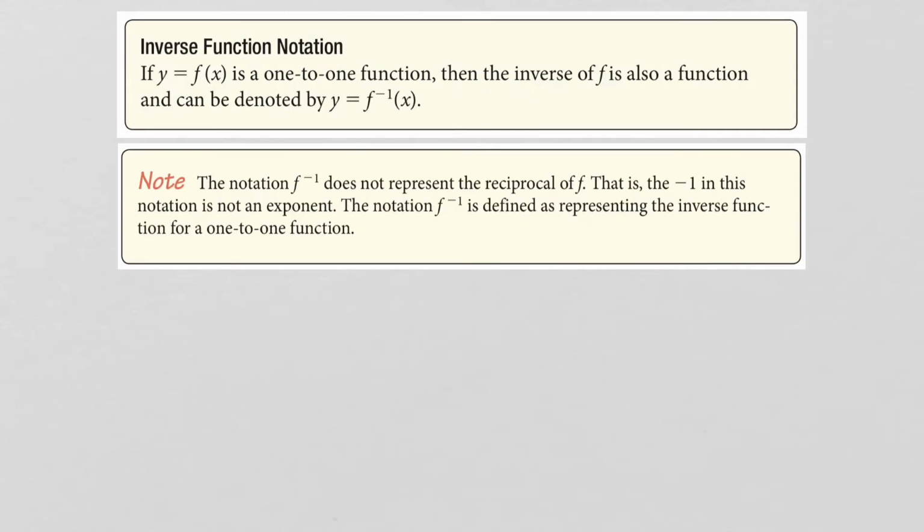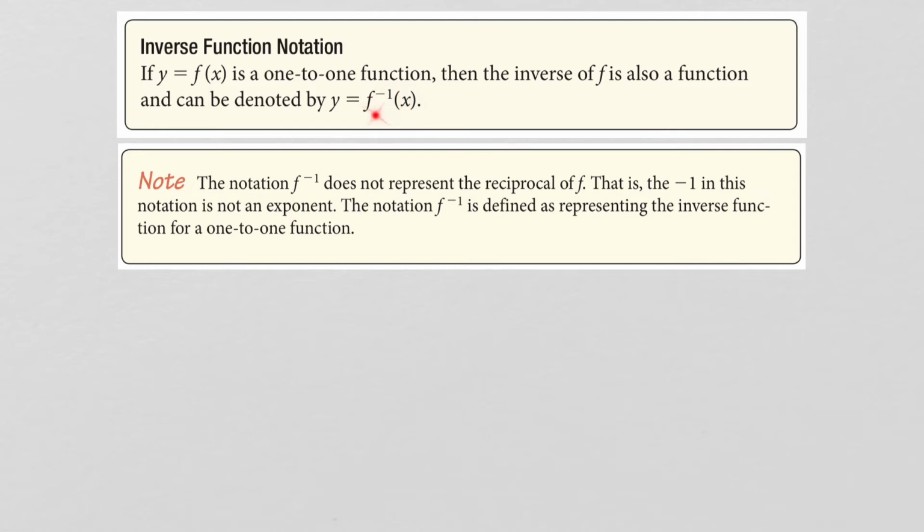And I have this summarized here. If y equals f of x is a one-to-one function, then the inverse of f is also a function, and it can be denoted as y equals f inverse of x.